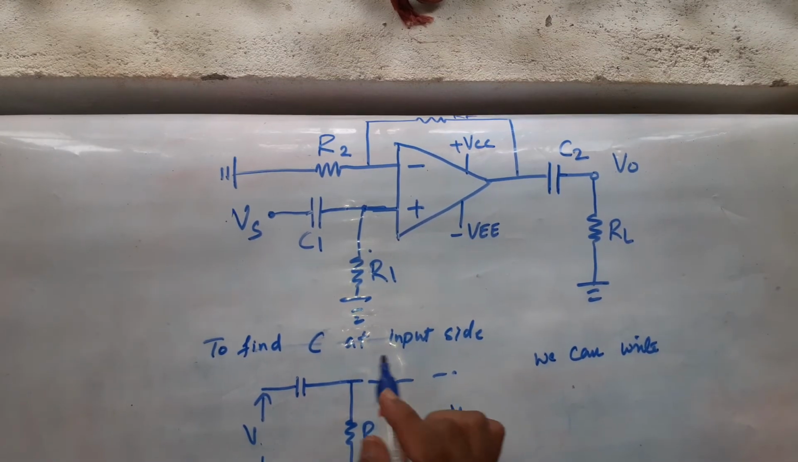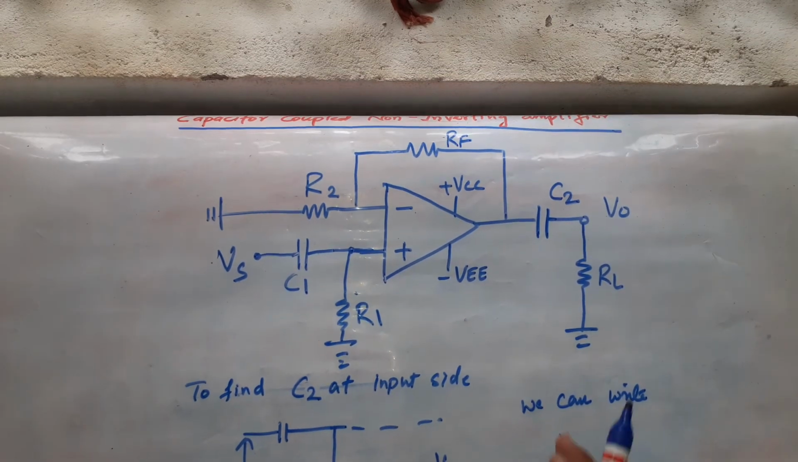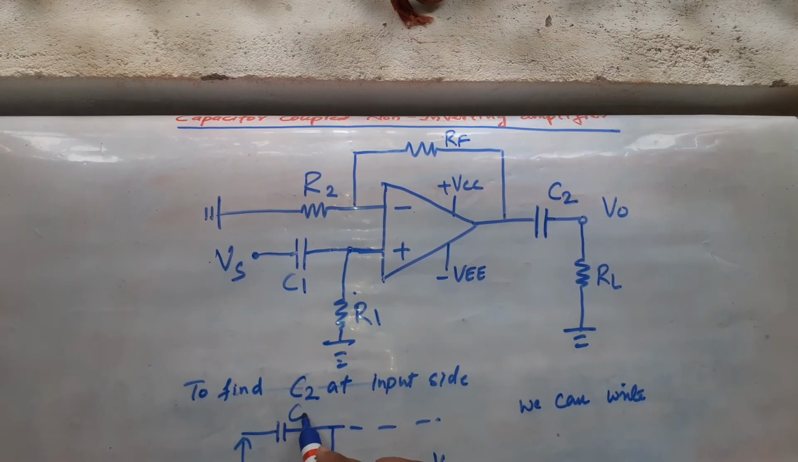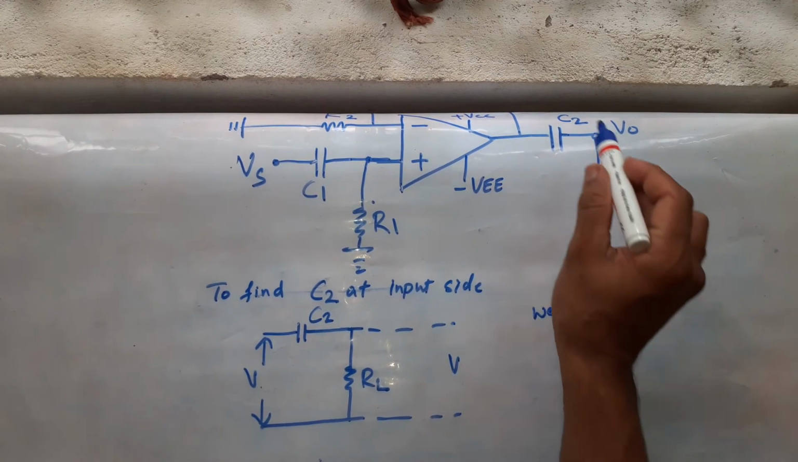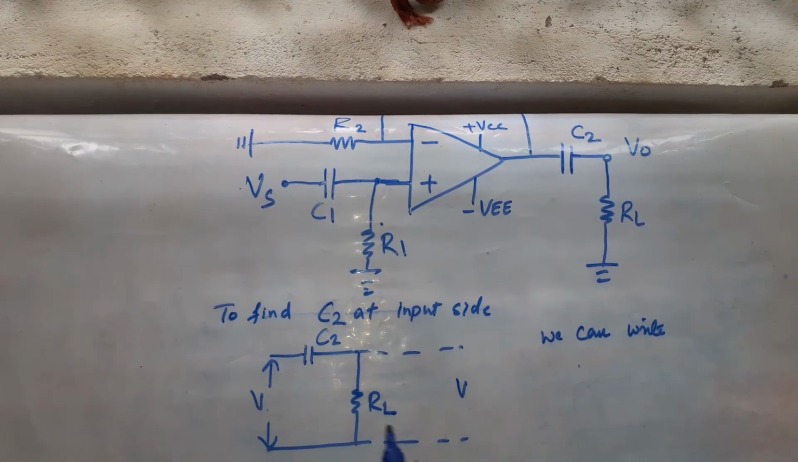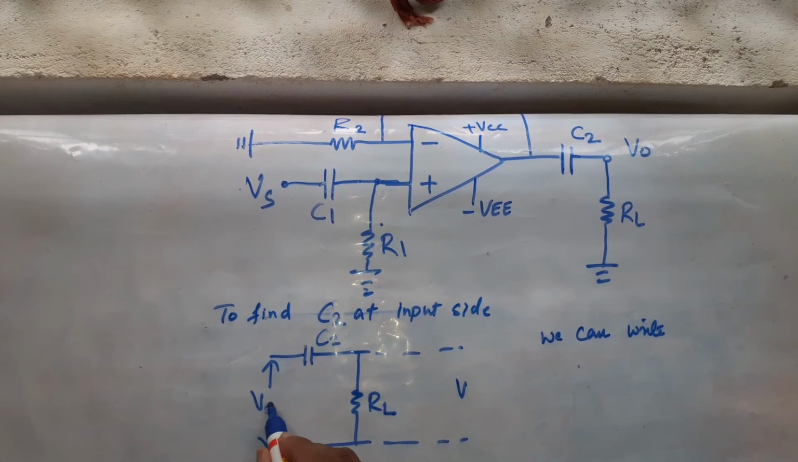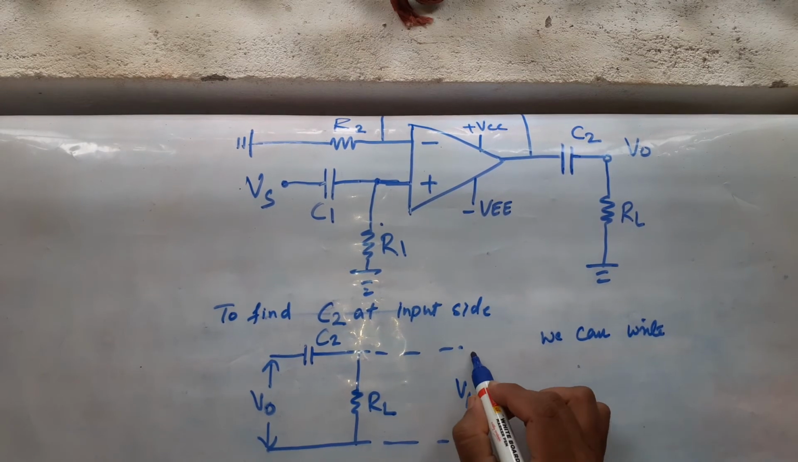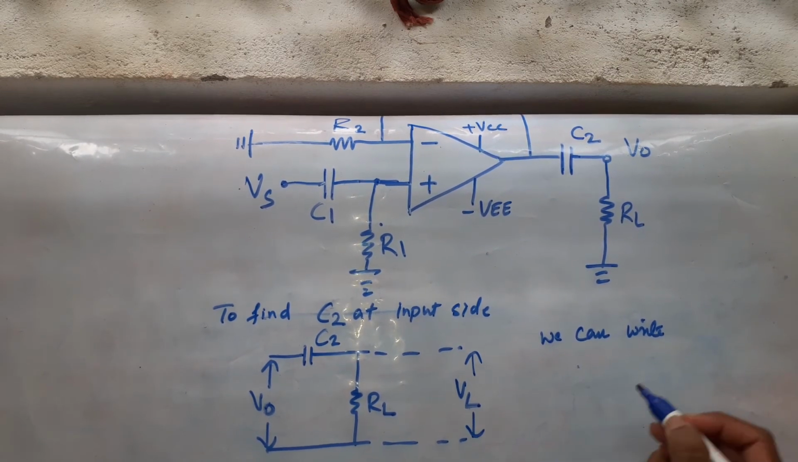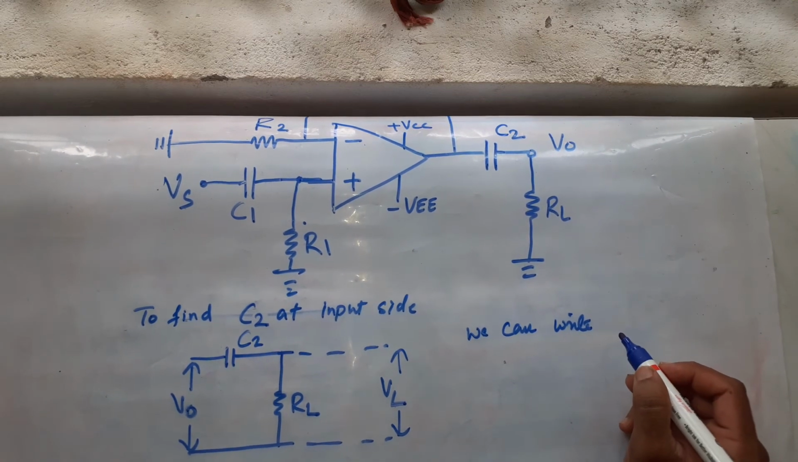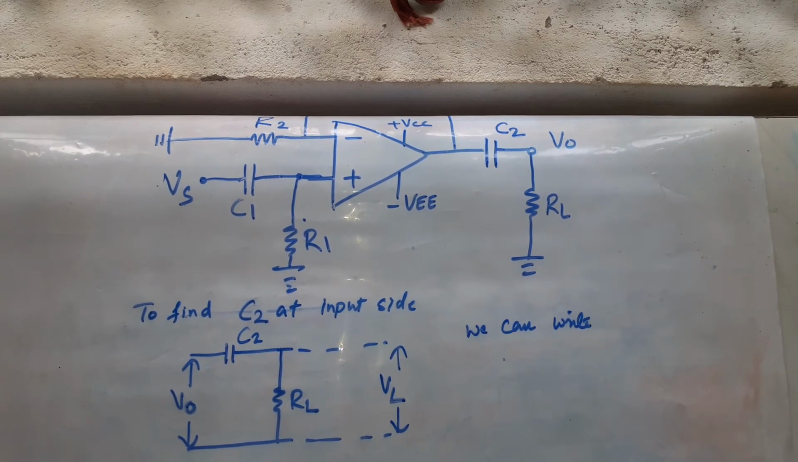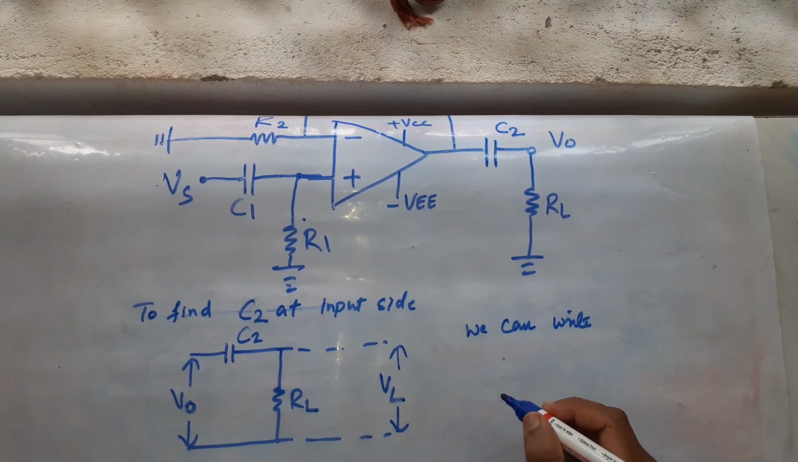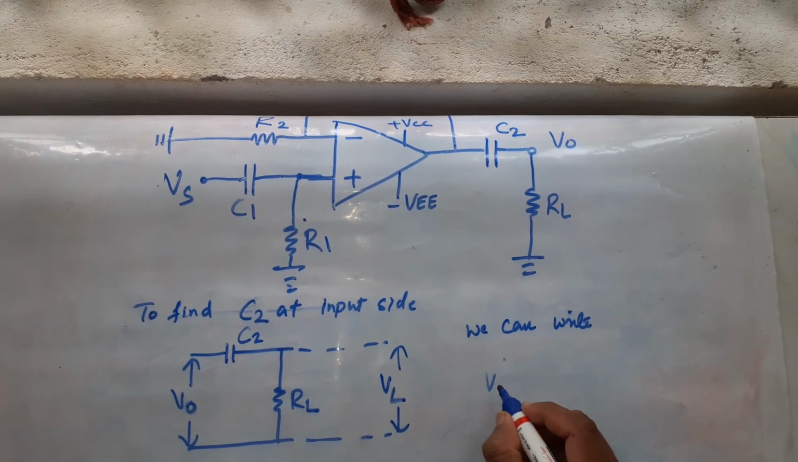I am going to replace this C2. Just see here, this is C2 and this is your RL, this part. This will be your V naught, the output voltage of the op amp. This will be the voltage across the load, VL. Once again we can write using the voltage divider rule. I am doing this to find the capacitance C2.